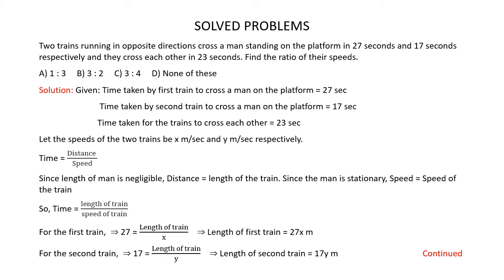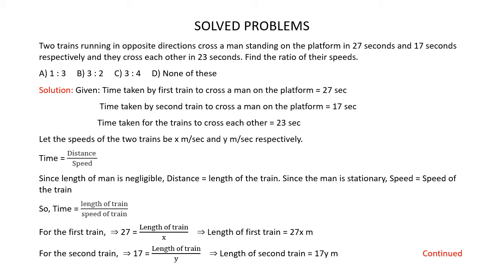Now it's given that time taken by the first train to cross the man on the platform is 27 seconds. Time taken by the second train to cross the man on the platform is 17 seconds. Time taken for the trains to cross each other is 23 seconds. Now we are asked to find the ratio of the speeds of the two trains. So let the speeds of the two trains be x meters per second and y meters per second respectively.